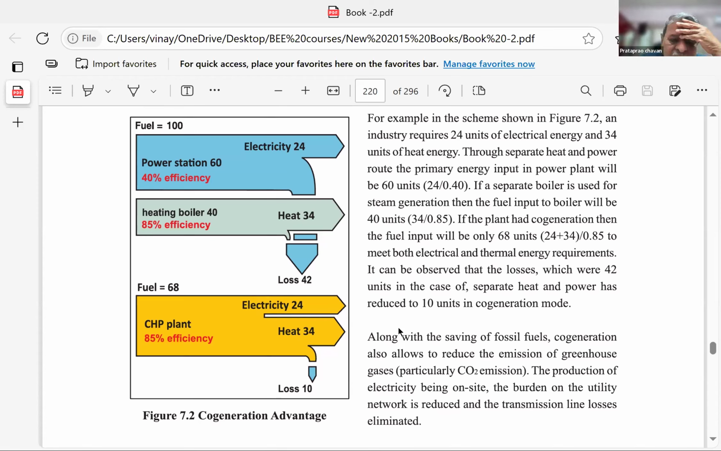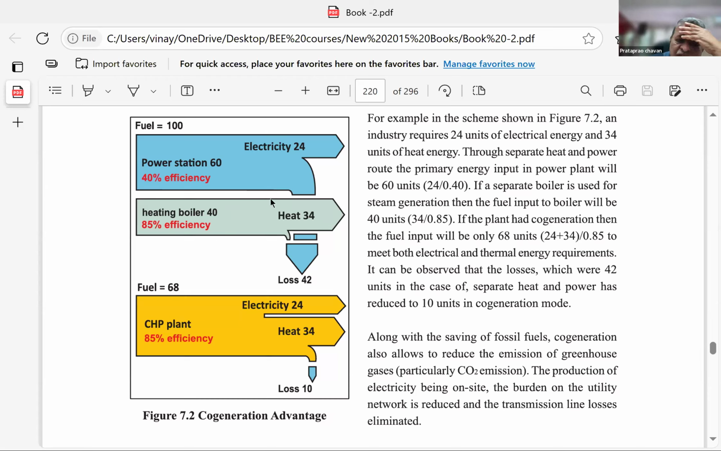which is also on the higher side, it never exceeds 35, 38%. But okay, to generate 24 units, I will need a heat unit of 60, because I am generating it at 40% efficiency. That means 60% losses are involved. Therefore, out of 60 units which I received by burning the fuel, only 24 units are converted into electricity. Then when I want heat, say 34 units, I will have to burn a fuel of 40 units only, because this burning process, directly fuel to heat, is 85% efficient.